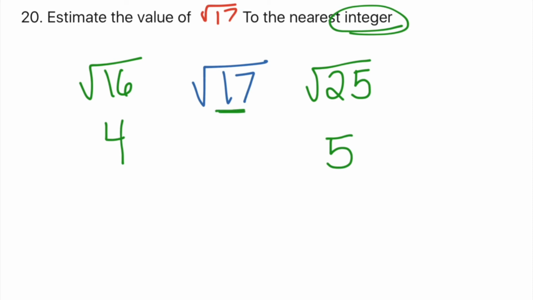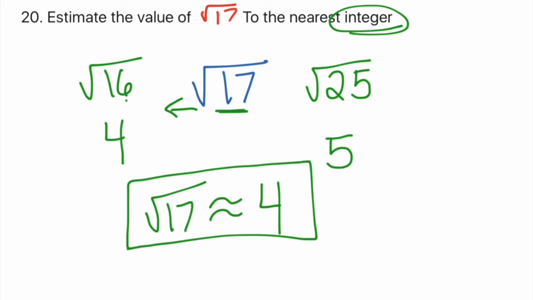Now notice 17 is much closer to 16 than it is to 25 if you were to put them on a number line. So therefore, we would estimate to the closest integer that the square root of 17 is closest to 4 over 5. And that is our answer.